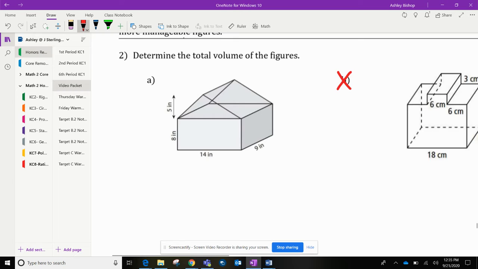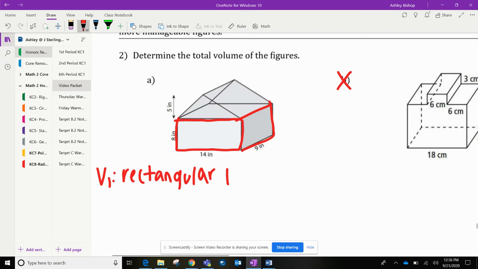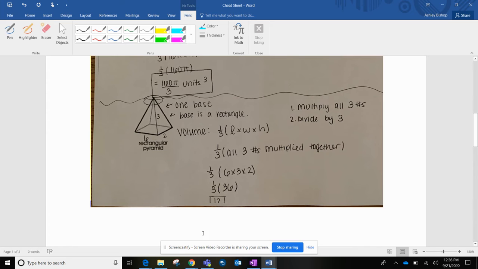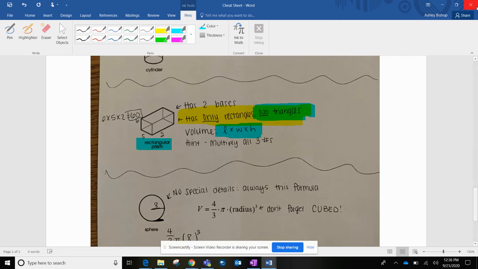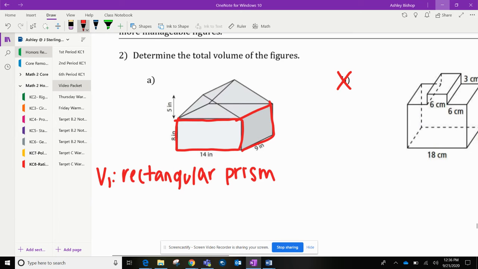So I hope you agree with me that in this figure, I have the bottom of this so-called house, which I know is a figure that I'm used to. This is a rectangular prism. And if you don't believe me, make sure that you also have your cheat sheet out. I have a rectangular prism, which is going to be right here. It's kind of like a box. It has no triangles. And then I have the top of this so-called house.